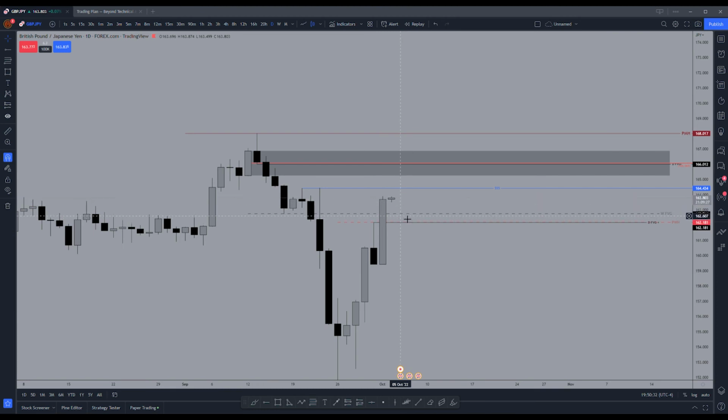I can look to get long on the fill of this imbalance with a target up here. If it doesn't, that's fine. I can wait for price to come up into my zone here and short it with a take profit of filling this imbalance down here. Maybe even lower. We can scale profit out as it comes down. We'll have to see how it goes.